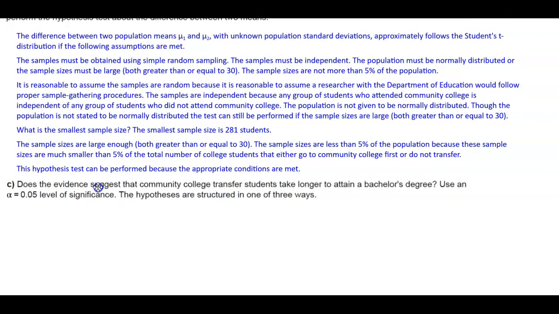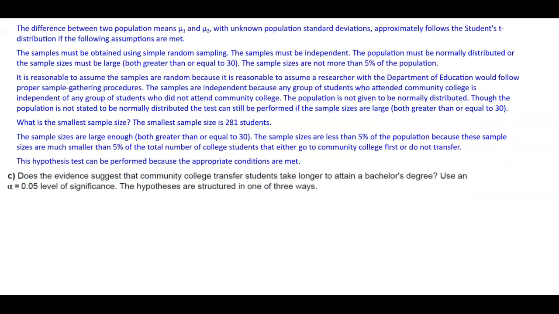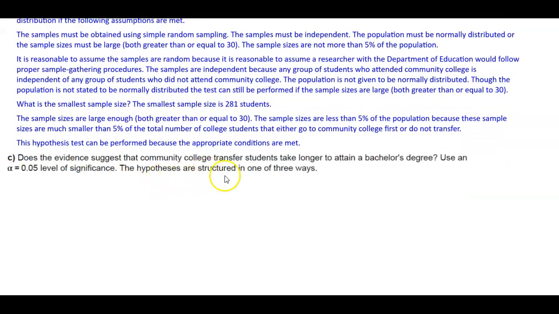Part C. Does the evidence suggest that community college transfer students take longer to attain a bachelor's degree? And we're going to use an alpha equals 0.05 level of significance. Okay, so we know that the hypotheses are structured in one of three ways. It could be either less than, greater than, or not equal to. So let's first discuss our null and our alternative hypothesis.